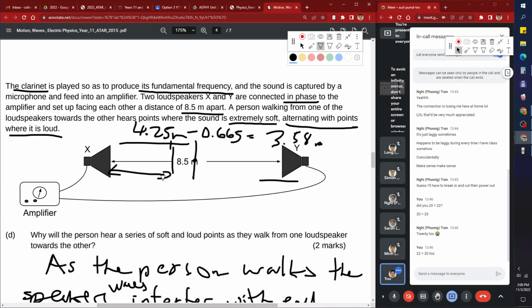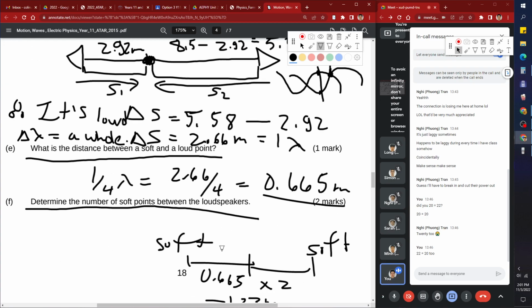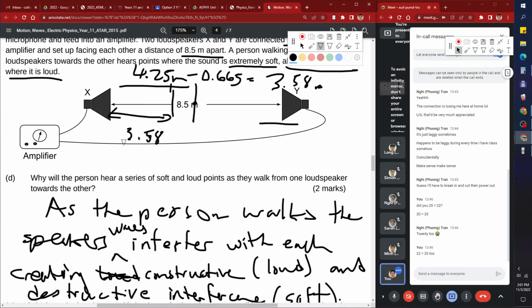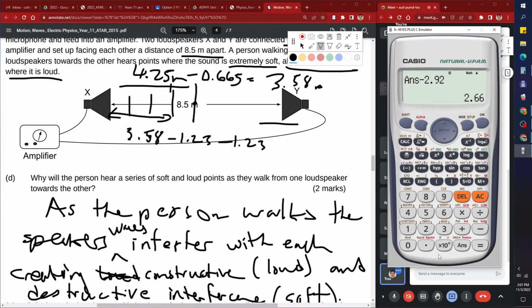And in that, what can we do? How many more soft ones can we get? We know that each soft one is 1.23 meters away from each other. I can probably do this at least 2 times, right? So there's going to be another one and another one. So that's 3.58 minus 1.23 minus 1.23. Oh, there's not another soft one in there. There's not enough distance to get another soft one.